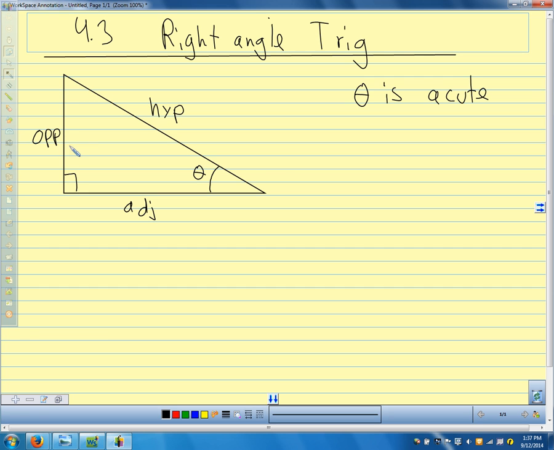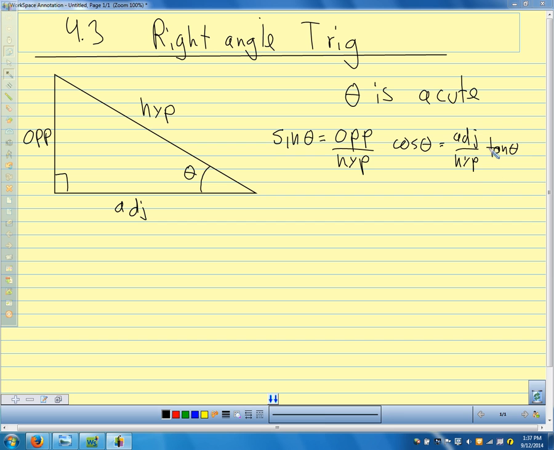So back to SOHCAHTOA. Sine theta is opposite over hypotenuse. Cosine theta, adjacent over hypotenuse. And tangent theta is opposite over adjacent.